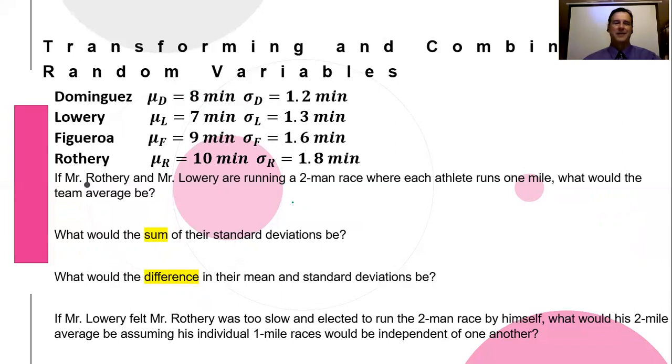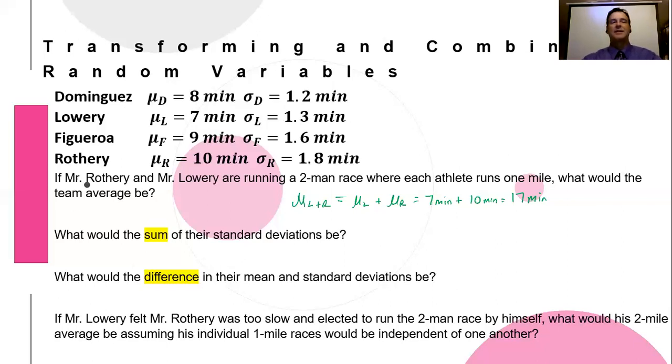Okay, so not too hard. This is just Lowry plus Rothery, and his average plus my average will just be looked at. So his average is 7. You can see he's much faster than myself, and my average is 10 minutes, and so that gives us an average of a 17-minute mile for our combined race.